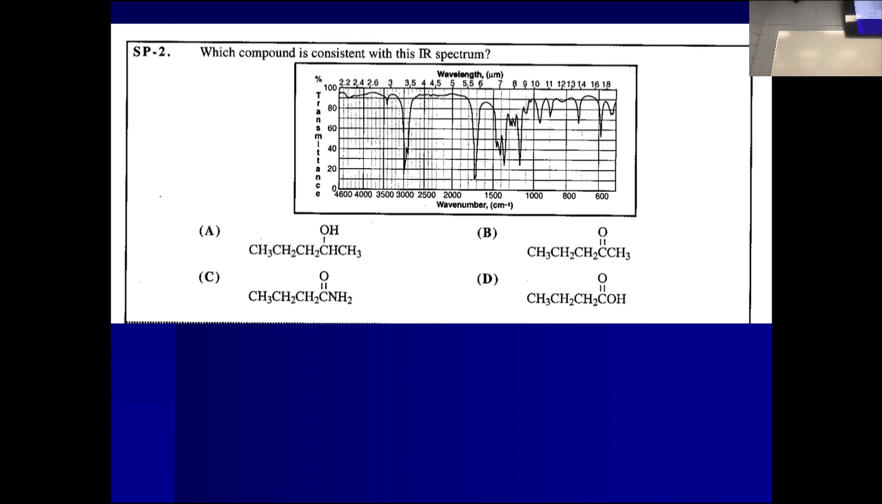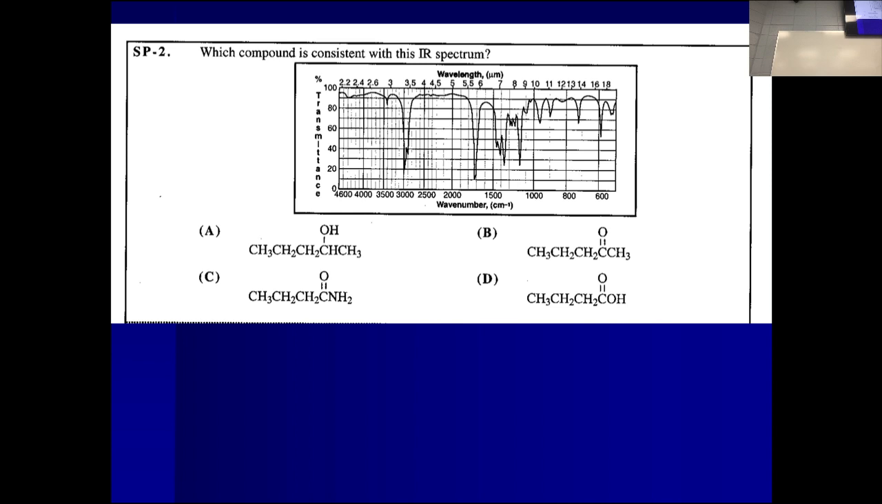Yeah, I can eliminate A. B, C, and D all have something that's sp2 hybridized though, right? So now we've got to look a little more in depth. From 2,000 to 2,500, there's nothing there. And so at 2,500, now we're going to have to look in the hydrogen region. Given all of that, what do you think is the likely solution?